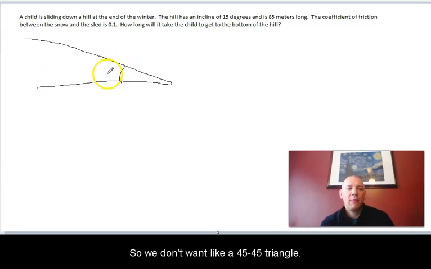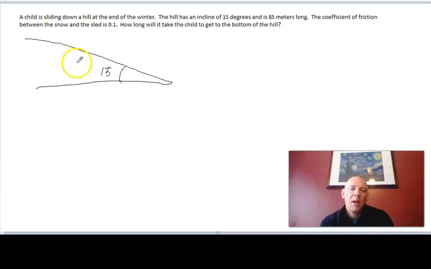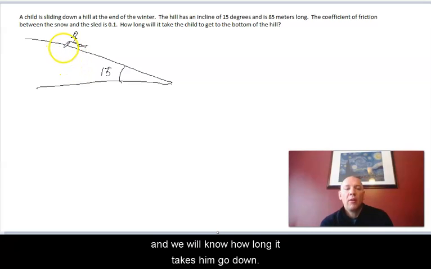So we don't want like a 45-45 triangle. So drawing an extreme triangle always helps. Try a different drawing program. We'll see how it goes. So we have a kid on a sled. And we want to know how long it takes him to go down.